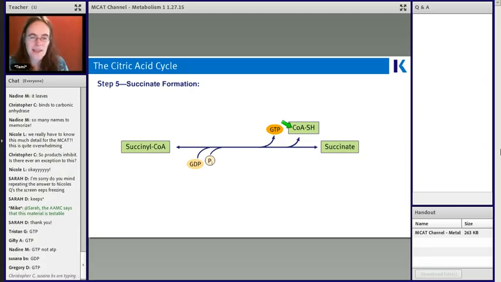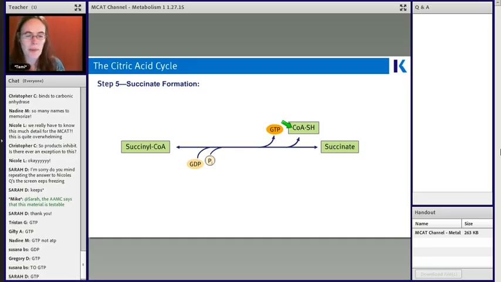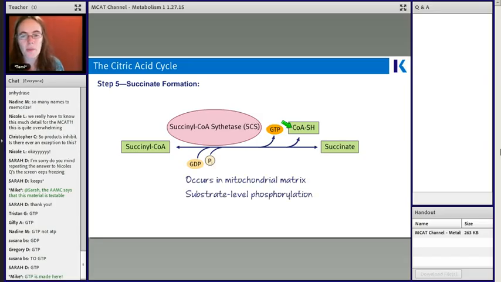Ah, yes, I'm making GDP, not ATP. This is the only step in which I make GTP. So this happens with succinyl-CoA synthetase, so that means we're synthesizing something. This occurs in the mitochondrial matrix, substrate level phosphorylation. Substrate level phosphorylation means I don't need electron transport chain.